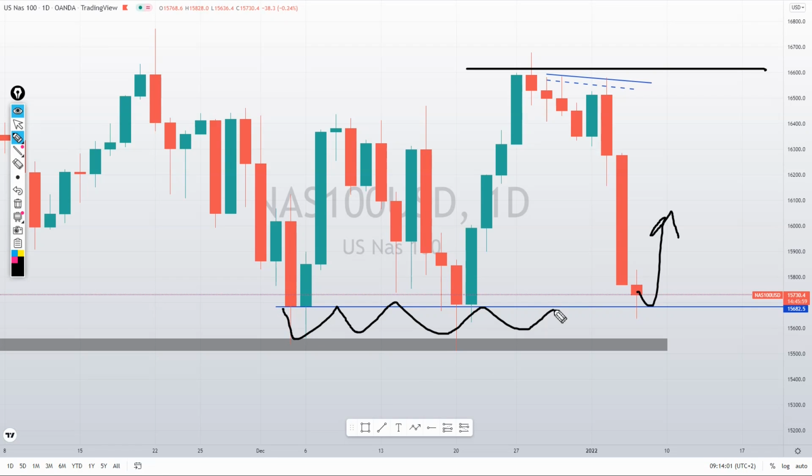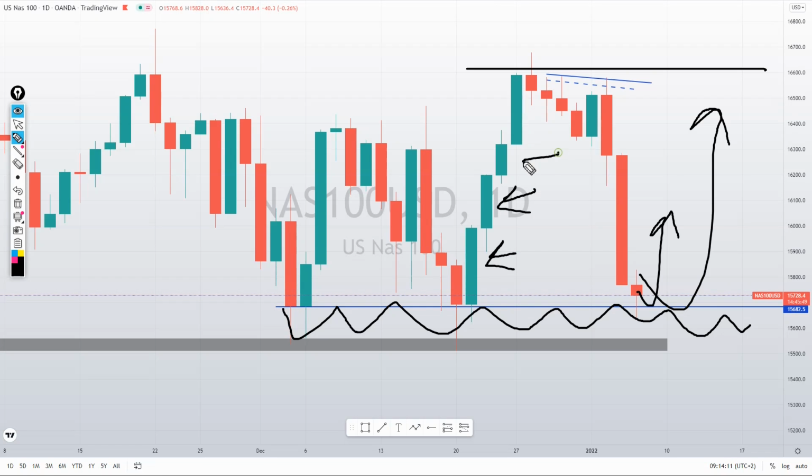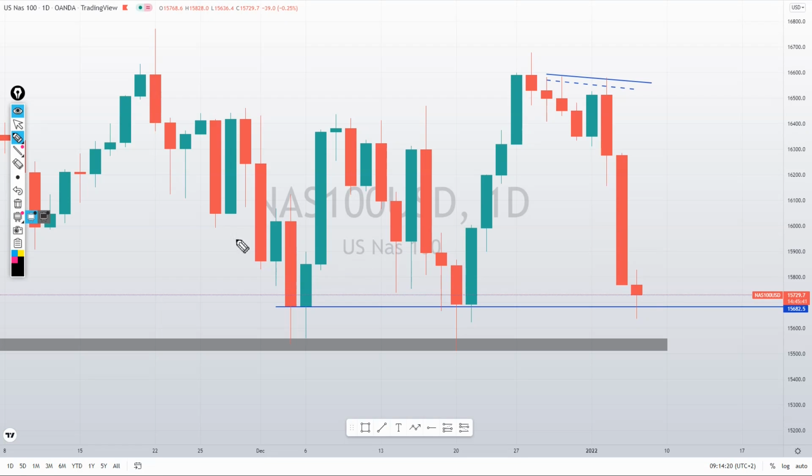Why? Because we reached the support area, which means the market might go crazy high, or maybe it might go a bit slower. But just look at these candlesticks. When it recovers, guys, it recovers very strong. So yeah, I think it's our time to capitalize on that.